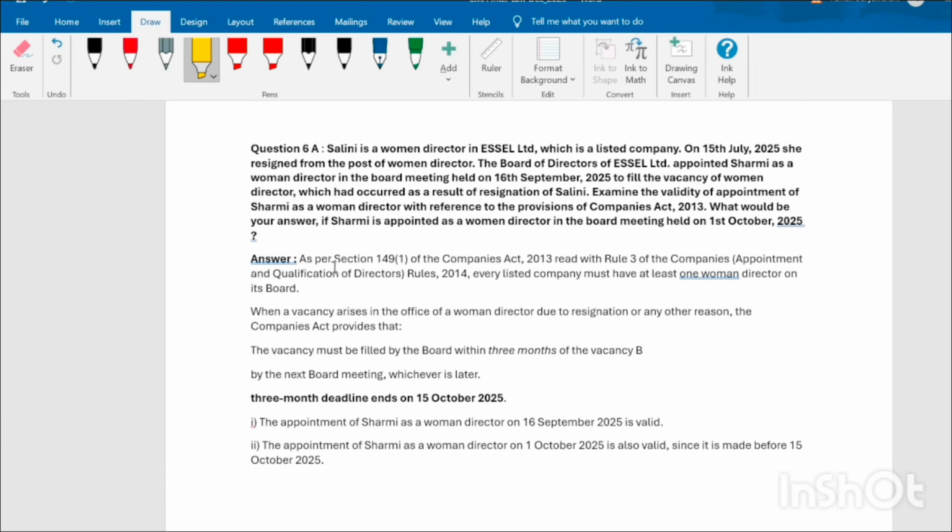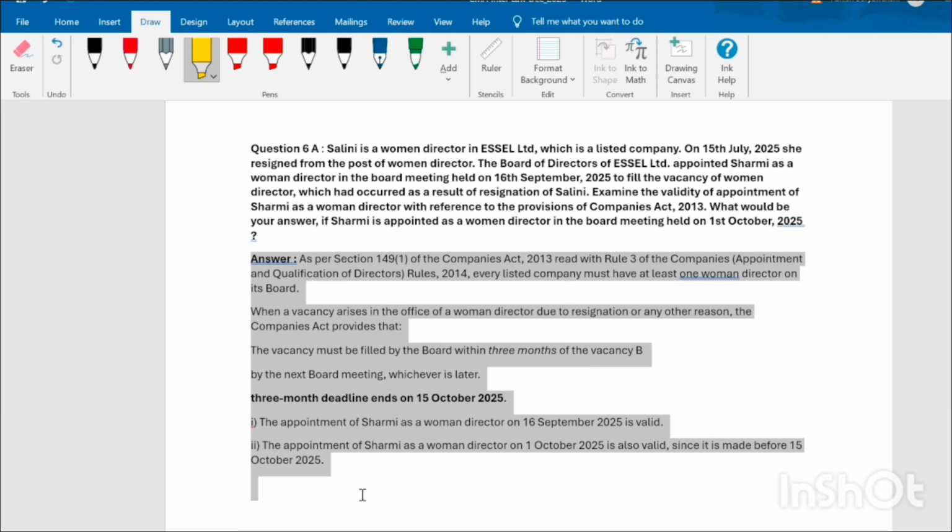Here first of all you have to write as per section 149(1). If you remember the section, then only write, otherwise skip the question. You can directly write as per the provision of the Companies Act or whatever. So here section 149 is applicable. Appointment and qualification of director. So you have to write the provision. The vacancy must be filled by the board within 3 months of the vacancy or by the next board meeting, whichever is later. So you have to give the calculation of this 3-month deadline, and on 15th October. So you have to give the calculation and you have to write in detail.